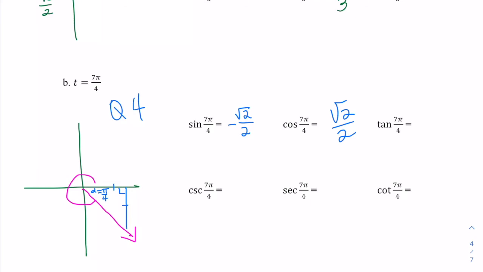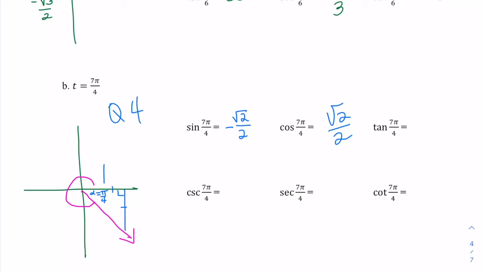And then the reciprocals, well, if this was 1, let me just write it with a special triangle, root 2, right? So that would just be negative root 2 and positive root 2. And then the tangent, well, that's just going to be 1. So it's in the 4th quadrant, so we just got to make sure we put negative 1. And the reciprocal is cotangent.